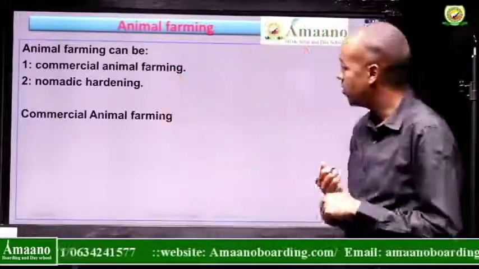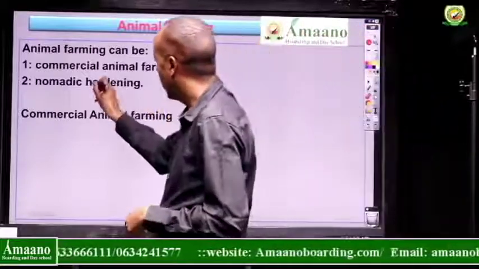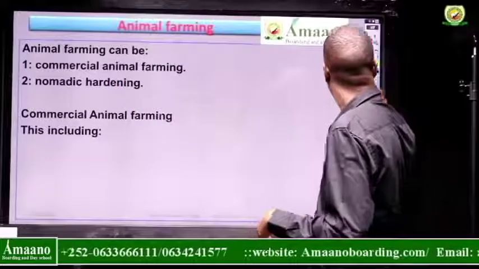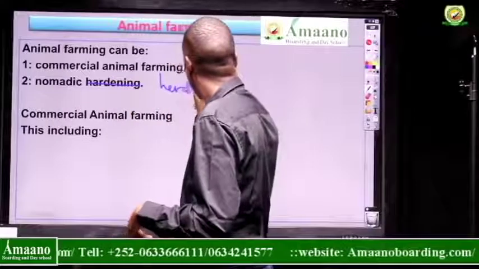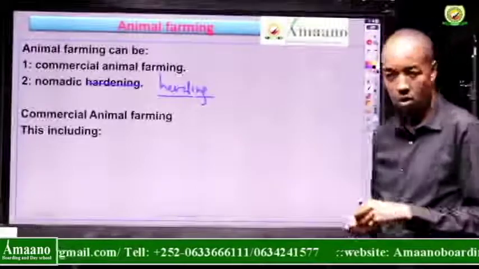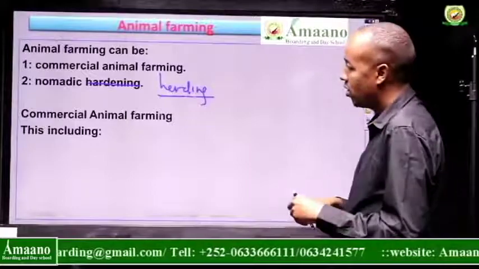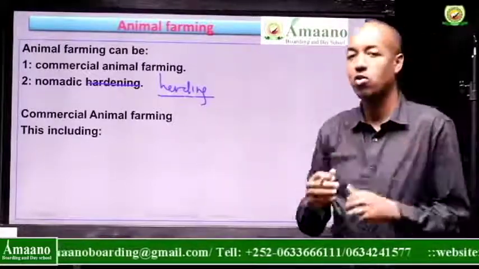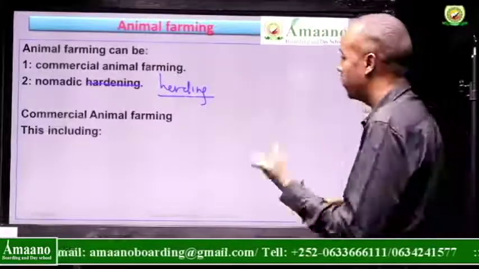Nomadic animal farming, or nomadic herding, is the opposite. This is domestication of animals for a subsistence life, in order to take advantage of them and milk them. It is a source of life for many people. The intention is not to sell them, but to benefit from them.